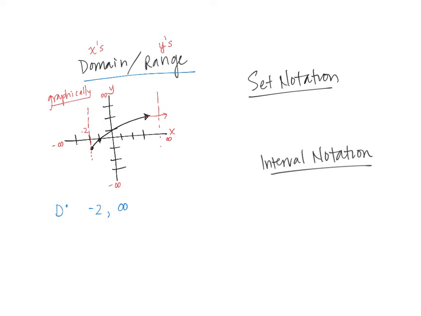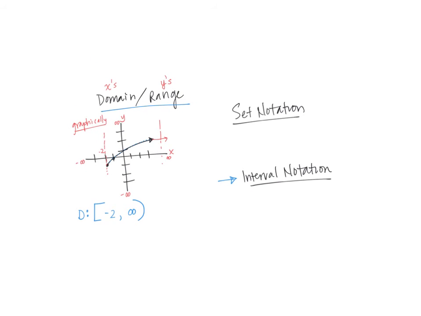So for my domain, it's all those numbers because there's an infinite number of points on this graph. So there's an infinite number of x values. So I would be using interval notation. And I will include -2, so it gets a bracket. And infinity doesn't ever actually touch. It keeps going and going and going, so it gets a parenthesis.